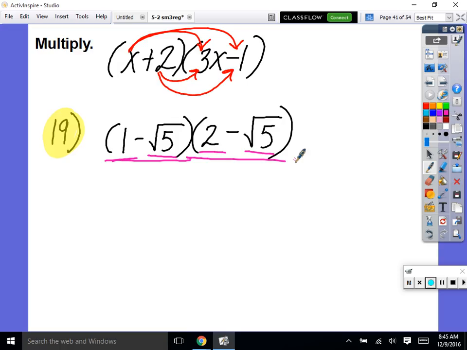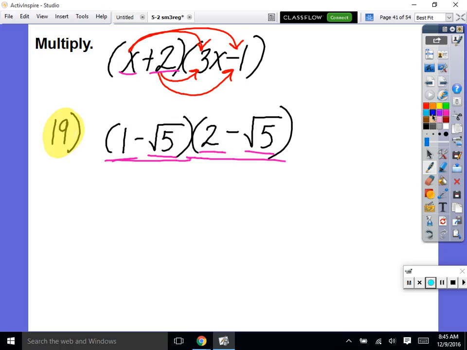So we know if we have x plus 2 times 3x minus 1, we got to focus on x, double distribute it, correct? Then we've got to focus on 2, double distribute it, and then we'll combine like terms. We've got to treat this problem the same because there's a binomial and a binomial. Does everybody see that? So let's do it.